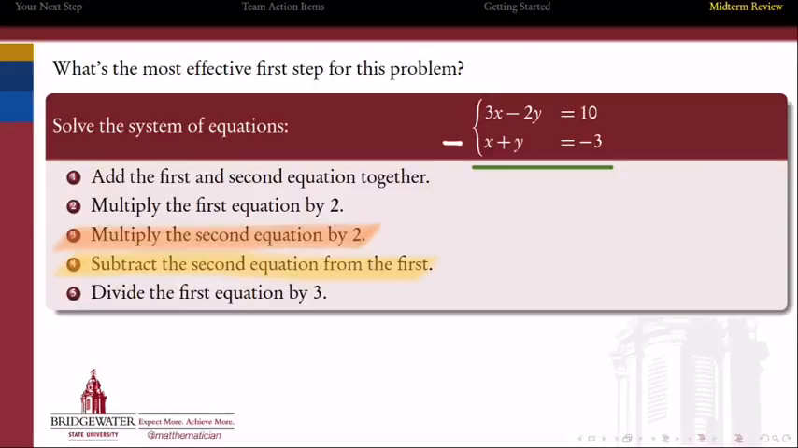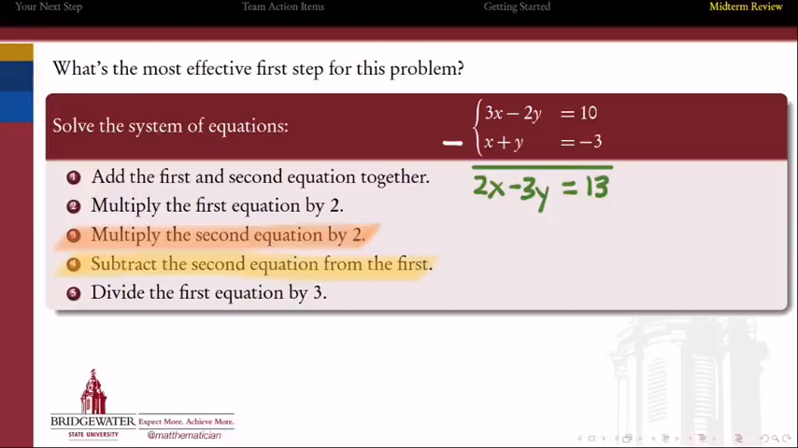If I subtract the second equation from the first, then I'm subtracting 3x minus x, which is going to give me how many x? 2x. And then negative 2y minus y is going to give me negative 3y. And then 10 minus negative 3, ample opportunities to mess up signs here, is 10 plus positive 3. And so then I get this equation, 2x minus 3y equals 13.